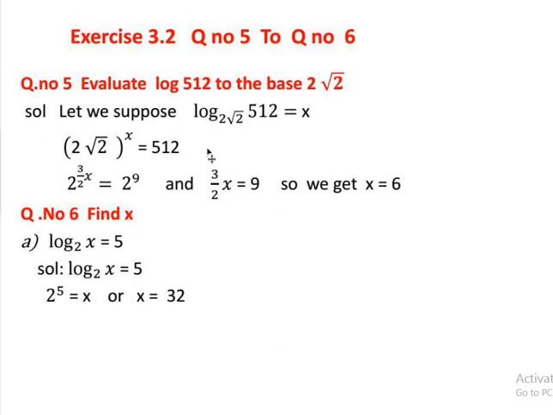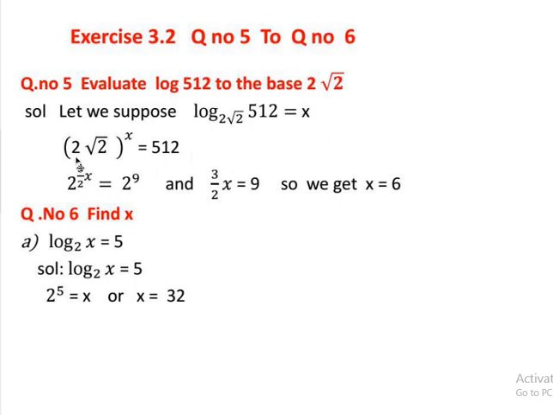Now students, we have to convert this logarithm form into exponential form. That's why we write 2 times square root of 2, whole raised to the power of x, which is equal to 512, by converting this logarithm shape into exponential form. The basic theory and concept was already discussed in previous lessons.